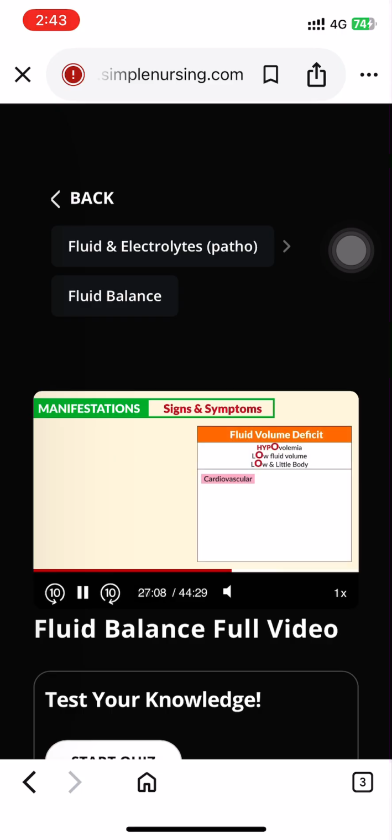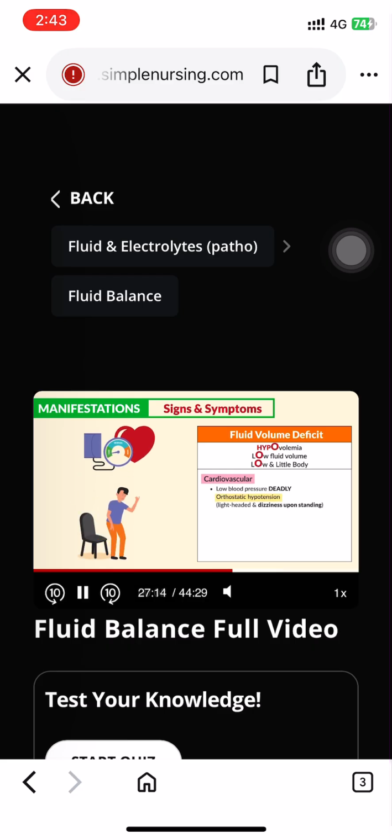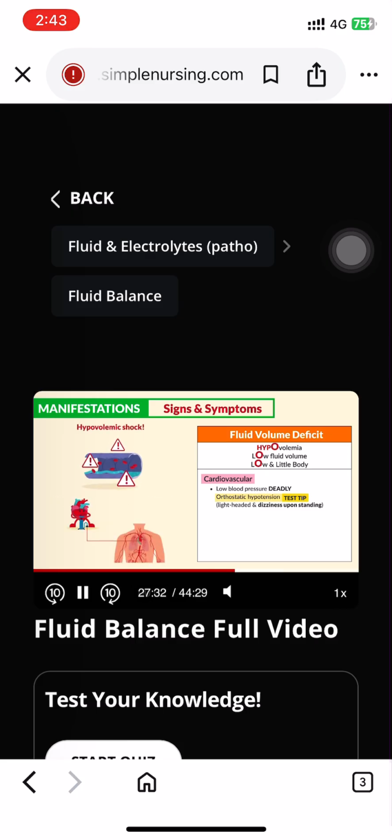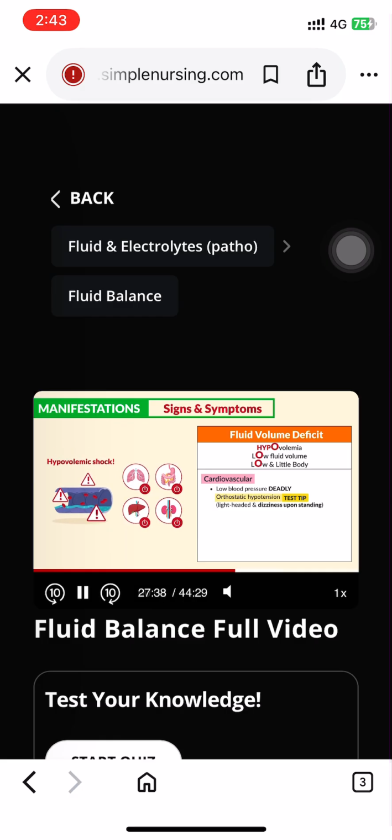Now on the other side, for fluid volume deficit, we see a low blood pressure which can be very deadly, as well as orthostatic hypotension, huge test tip, be sure to write this down, lightheaded and dizziness upon standing. So the client is hypotensive due to that decreased circulating volume. Now this is priority since low blood pressure can kill the client via hypovolemic shock. Fluid loss is so great that it makes the heart unable to pump enough blood to the body. This type of shock can cause many organs to stop working.